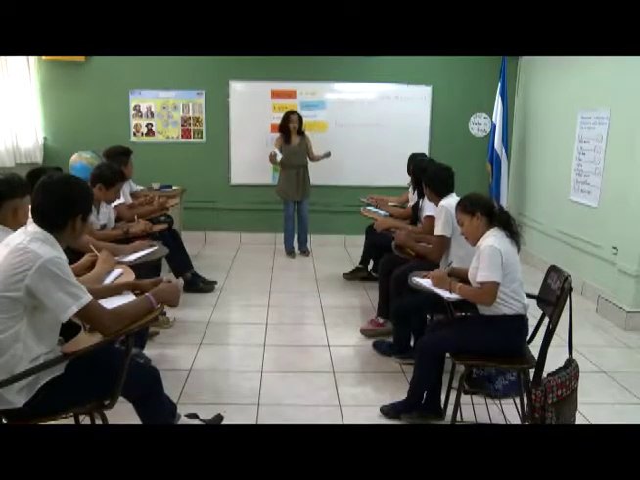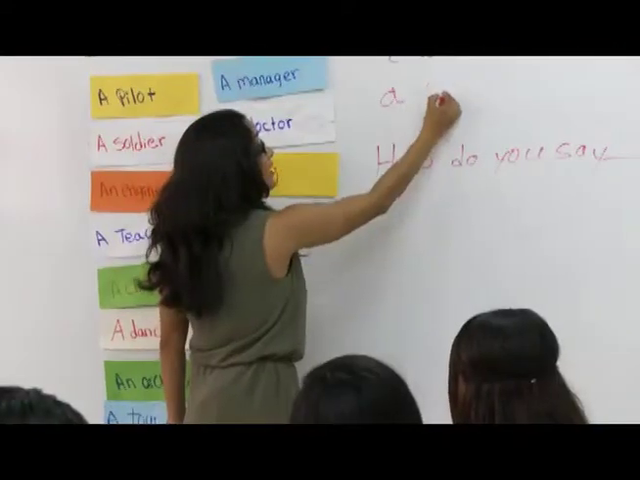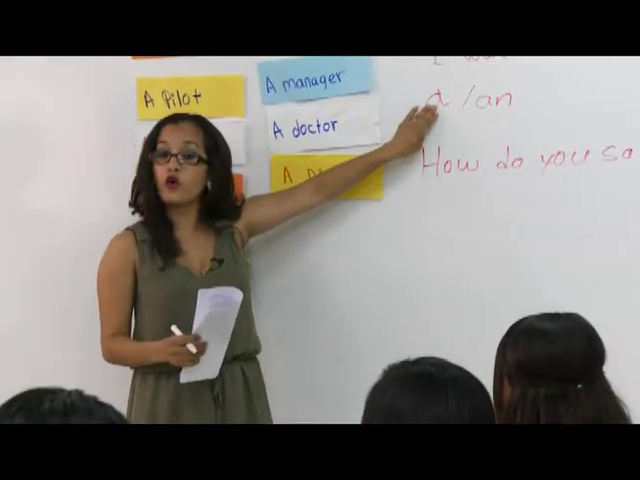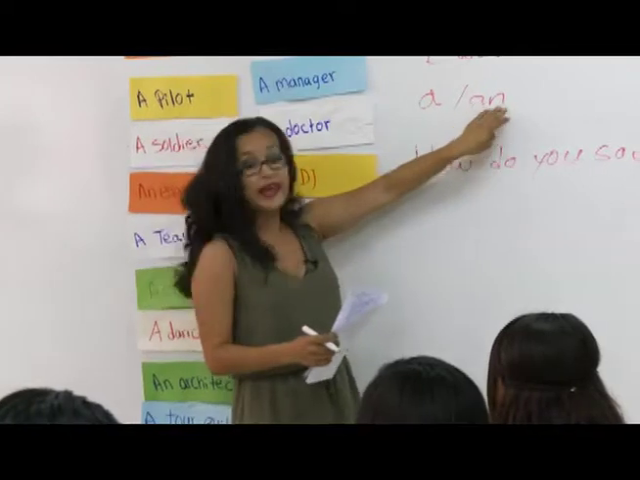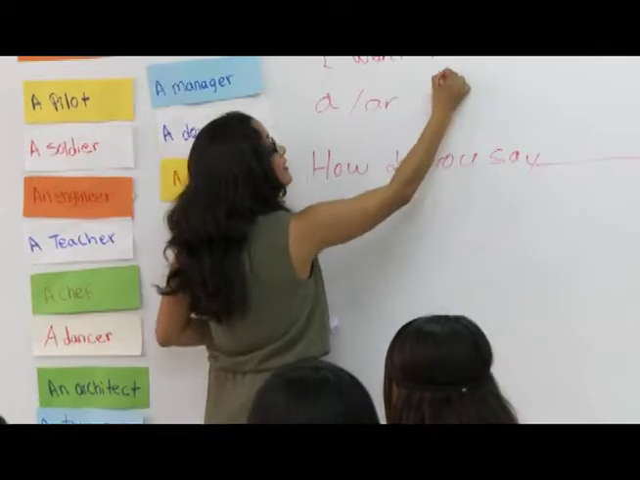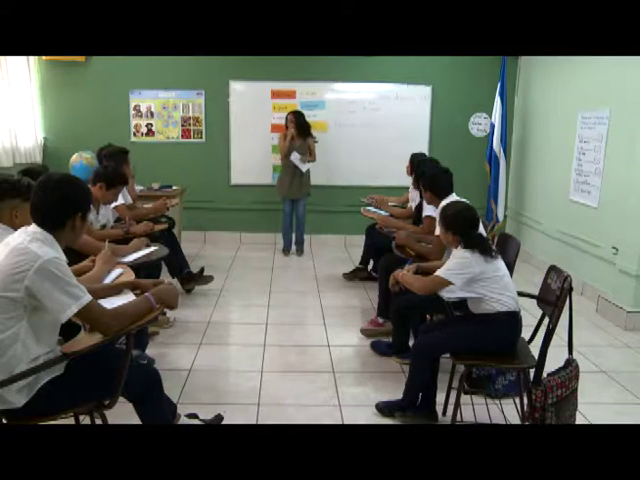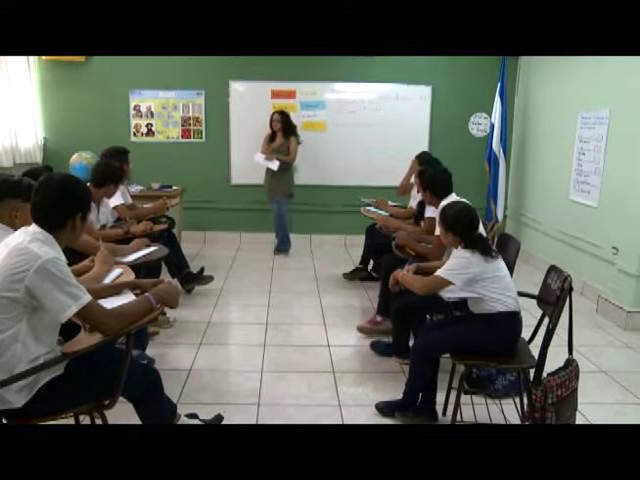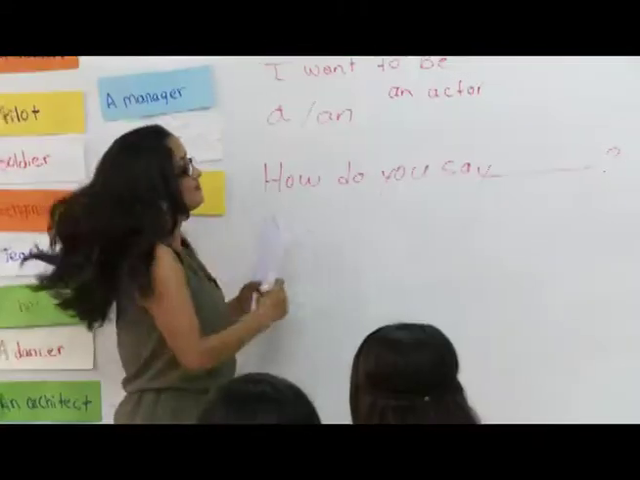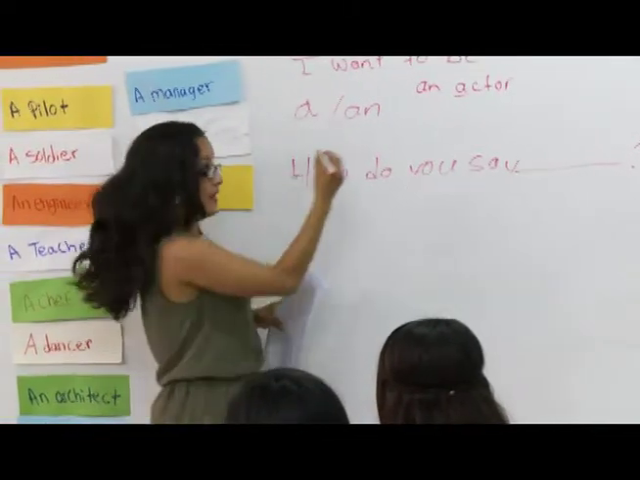Another aspect that I want you to remember that we studied in the past is the use of the articles a and an. So we use a before a consonant sound, and we use an before a vowel sound. For example, I want to be an actor. As you can see, we have a vowel sound here. I want to be an actor.